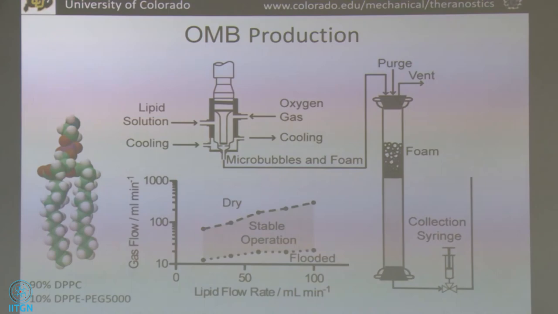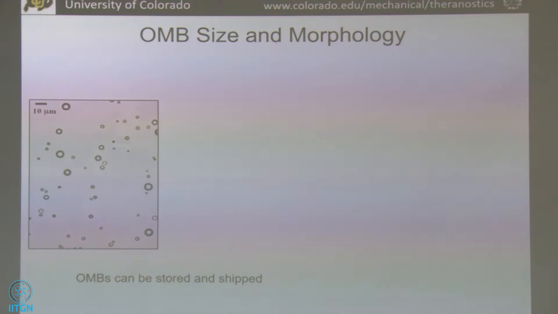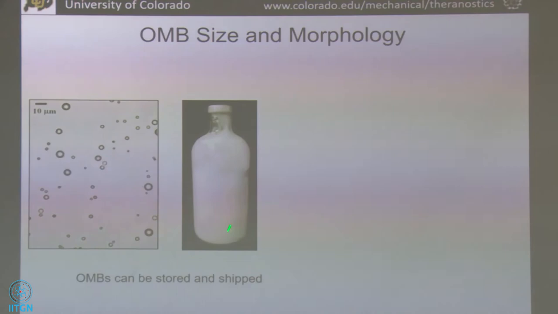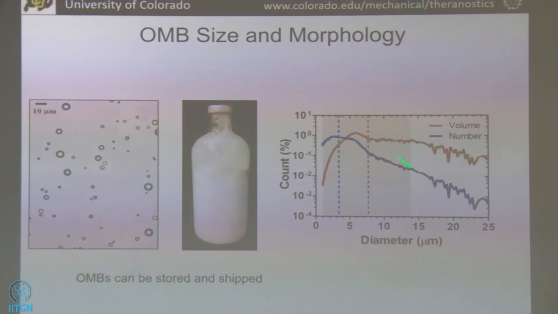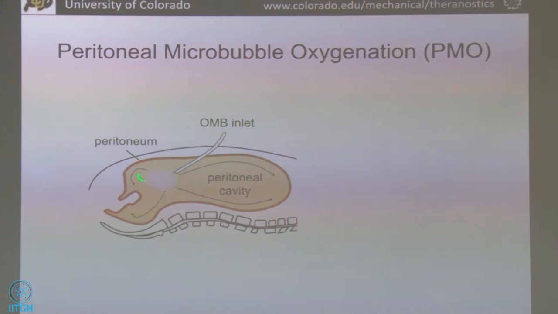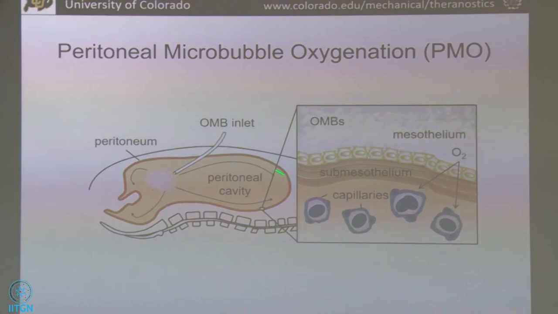So this is the OMBs, oxygen microbubbles, just like any other microbubble, discrete spherical particles. But we can make large quantities, we can make liter quantities of them. They have a fairly polydisperse size distribution, but we don't worry about that right now for oxygen delivery. As we mentioned, the intravenous route has problems, but we're trying to use the peritoneal route. The peritoneum is actually quite an absorptive membrane. It's a cavity, and it's surrounded by two membranes.